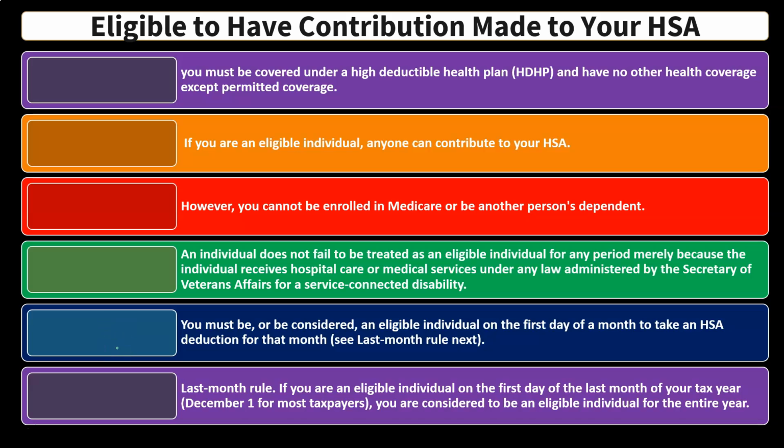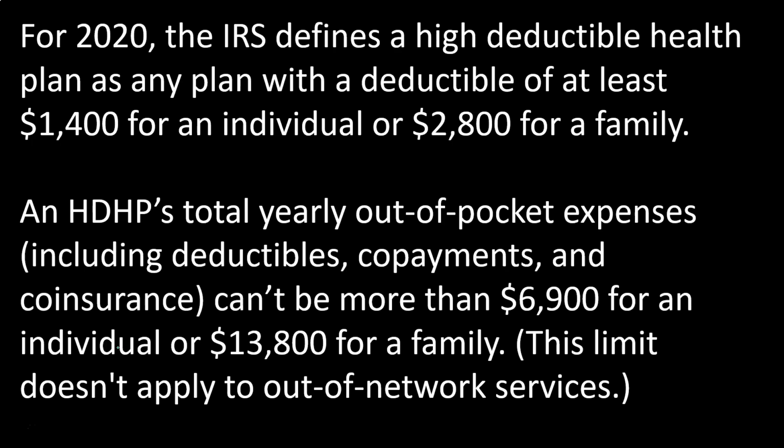Last month rule: if you are an eligible individual on the first day of the last month of your tax year, December 1st for most taxpayers, you are considered to be an eligible individual for the entire year. And then for 2020, the IRS defines a high deductible health plan as any plan with a deductible of at least $1,400 for an individual or $2,800 for a family. So if you're thinking about your health plans and your options for health plans and what is a high deductible plan, this would be the kind of IRS definition of what a high deductible plan is.